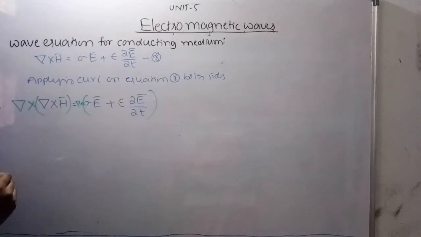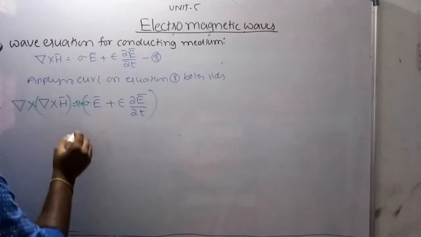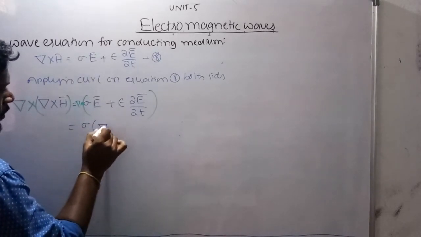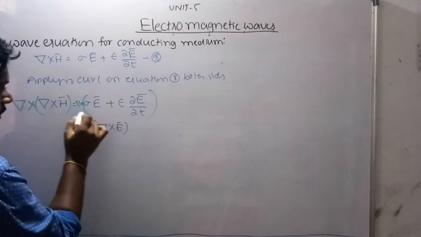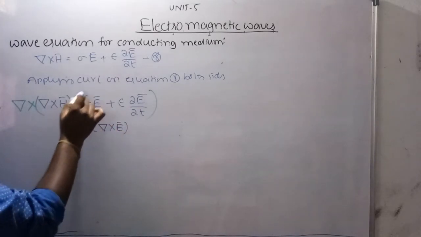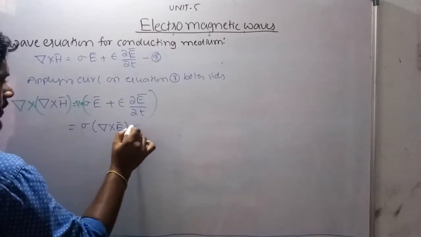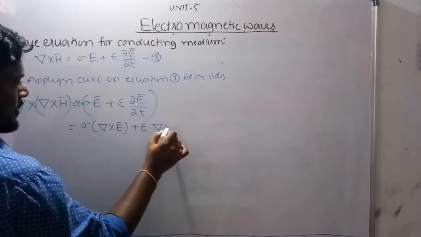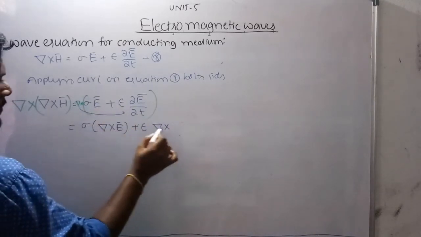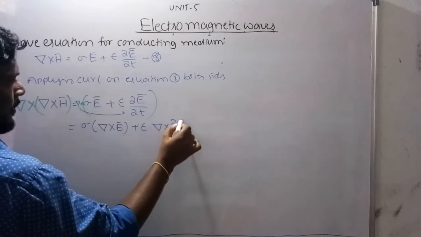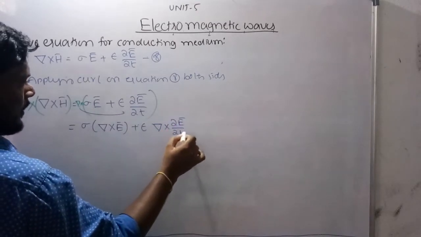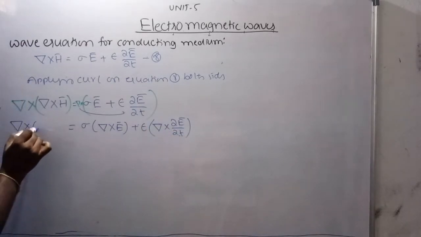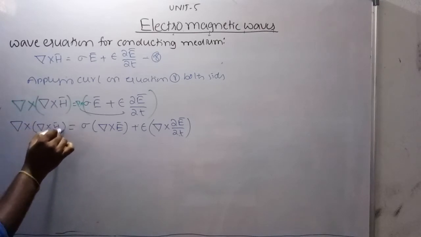Now in the next step you just split it. Sigma is a constant, so sigma into del cross E bar is the first term. Similarly, apply the curl operator to the second term: plus epsilon, which is a constant, times del cross dou E bar by dou t. With this, applying the curl operator is completed.